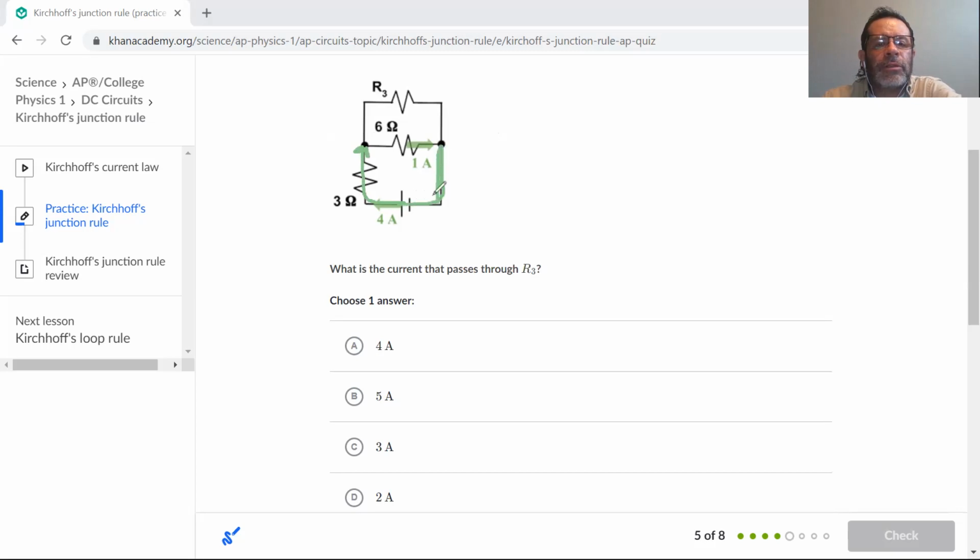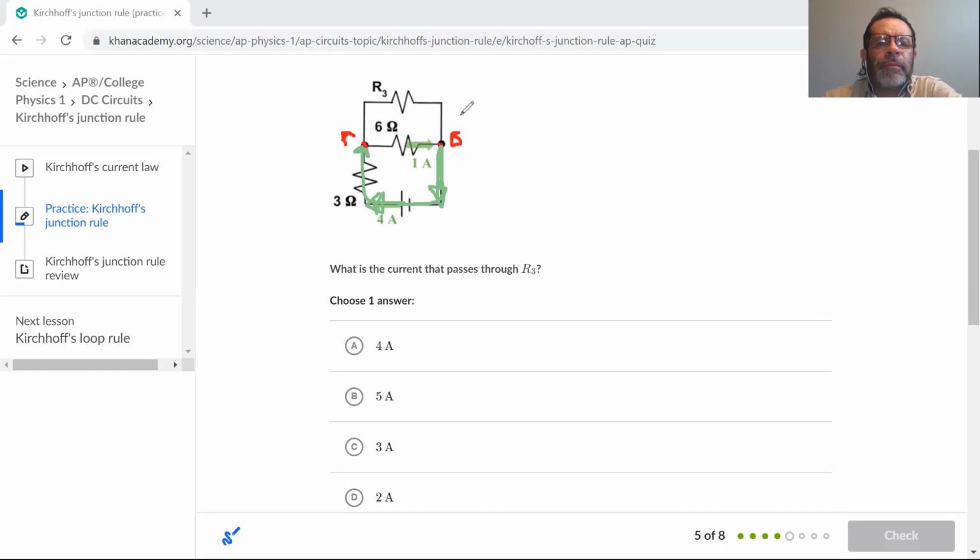How many nodes does this circuit have? Can somebody tell me how many nodes this circuit has? 2. We've got 2 nodes. I'm going to call this one node A, and I'm going to call this one node B.